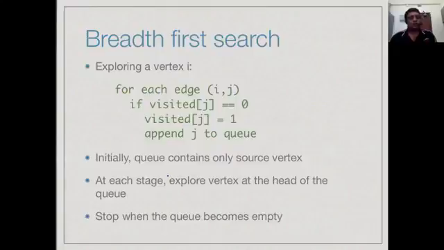So we begin by marking the source vertex and adding it to the queue. And at each stage, we will explore the vertex at the head of the queue. If at some stage there are no vertices in the queue, it means that every vertex we have visited has been explored, and so there is no new information left and we can stop the exploration.